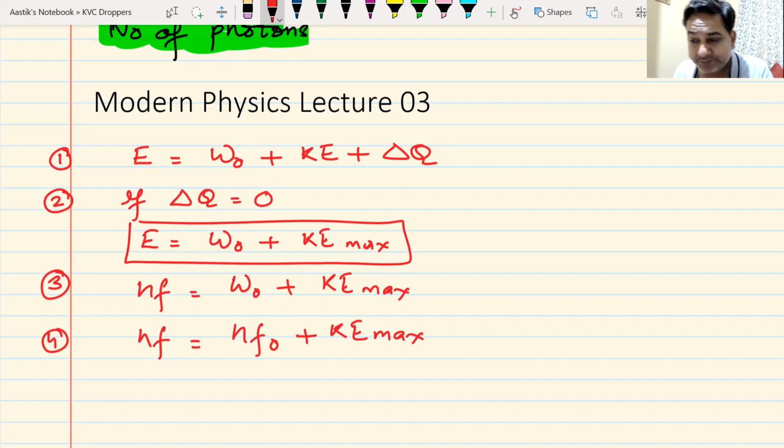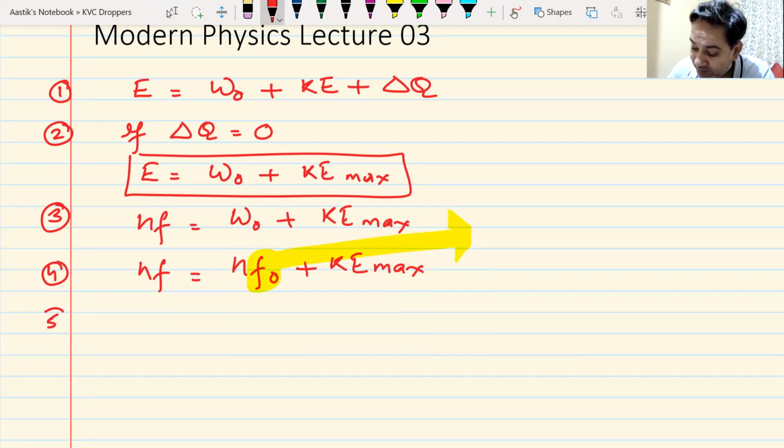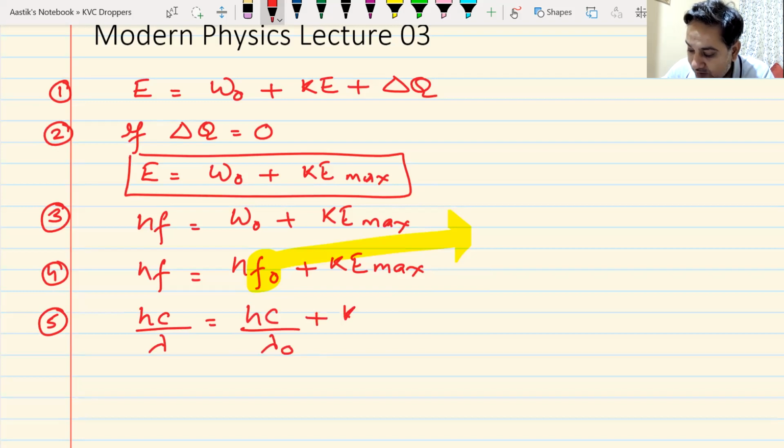Where what is F naught? Frequency. Threshold frequency. Yes, F naught is your threshold frequency. Yes or no? Yes, sir. I can write it in this form as well. Hc by lambda will be equal to Hc by lambda naught plus Ke max. Do we understand this? Yes or no? Yes, sir.